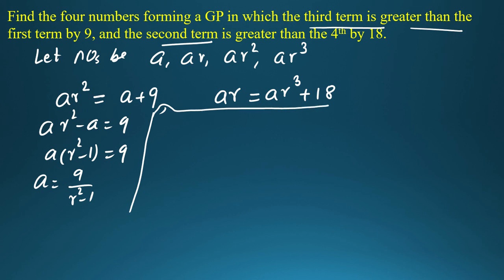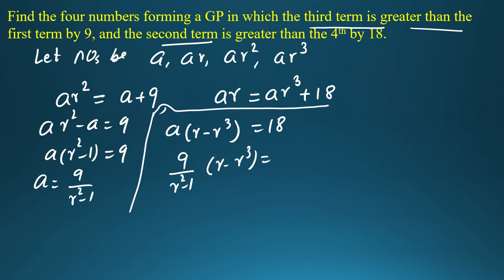Okay, now put this value of a in this equation. Before putting the value, just write all the a's together. So it will be a times r minus r cube is equal to 18. So the value of a is 9 upon r square minus 1, times r minus r cube, is equal to 18. So by cross multiplication we will get 9 times r minus r cube, okay, 9 can cancel with this 18. So I am reducing the number, 2 cancels here.